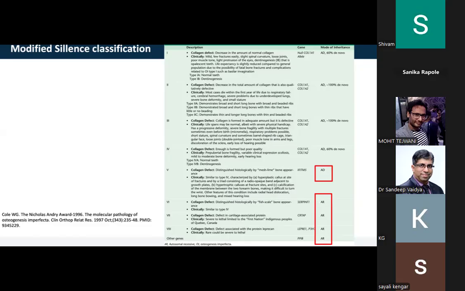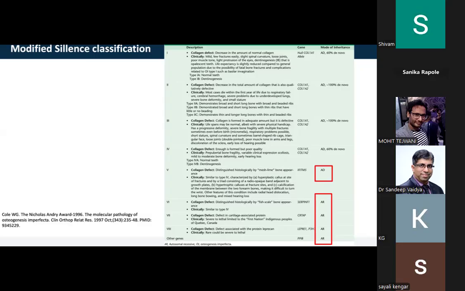So this modified Sillence adds additional clinical types, especially type 5. Type 5 is very distinctive because of its hypoplastic callus, metaphyseal dense bands, and high frequency of radial head issues. We'll see these X-rays and everything in the lecture as we progress, but this is one type of OI that we should not miss.